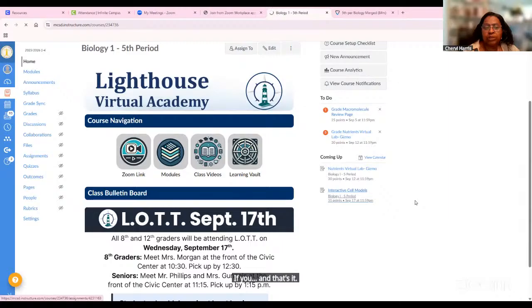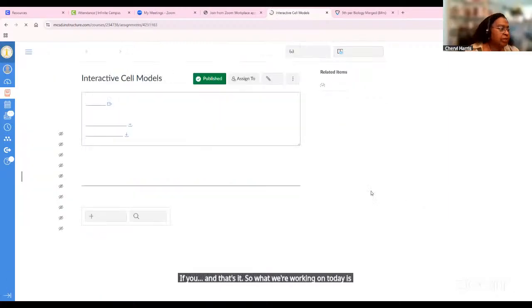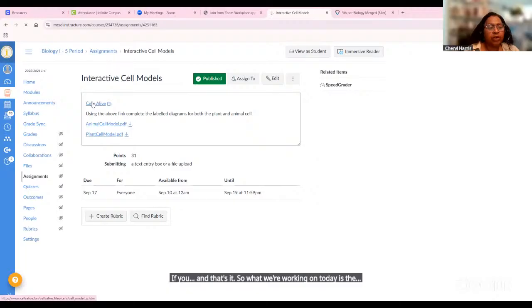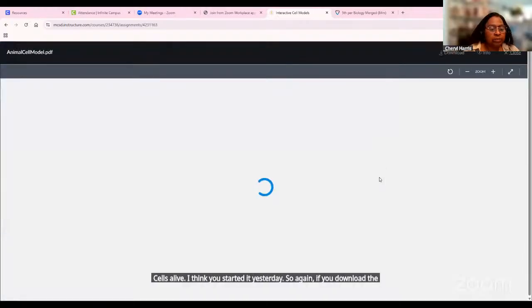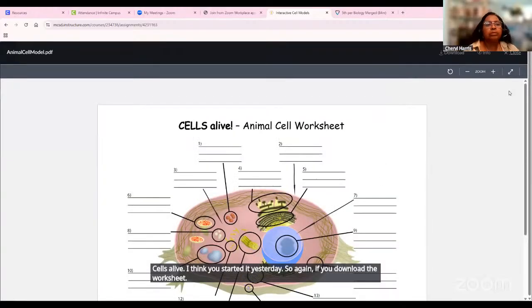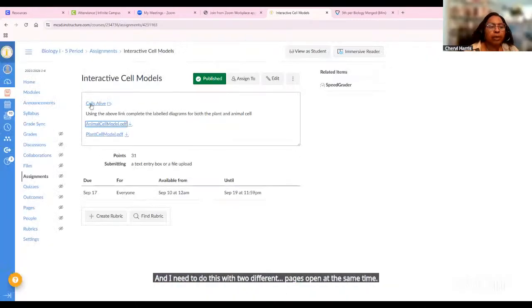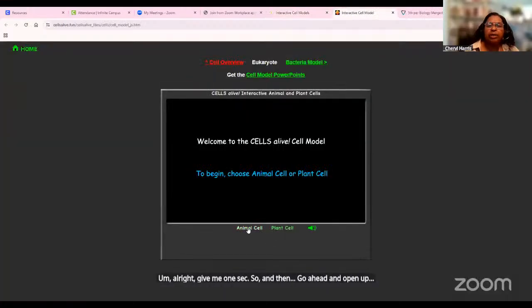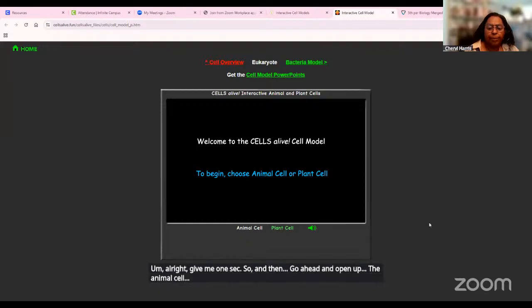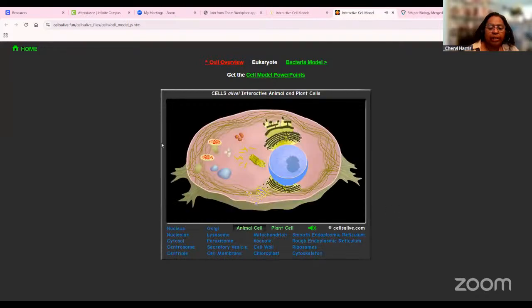So what we're working on today is the cells alive. I think you started it yesterday. So again, if you download the worksheet, and I need to do this with two different pages open at the same time. All right, give me one second. Then go ahead and open up the animal cell. Start with that. This is a color version, should look exactly like your worksheet.